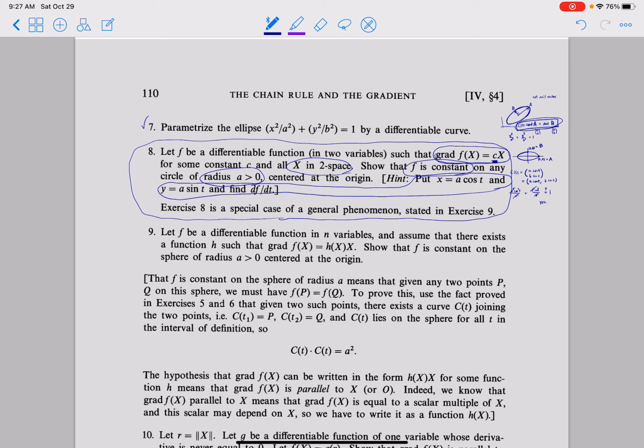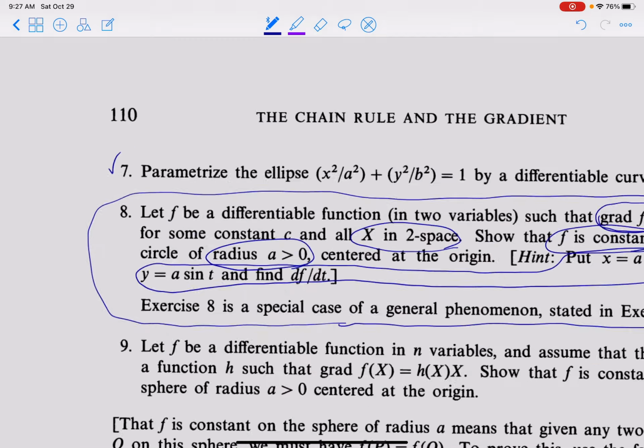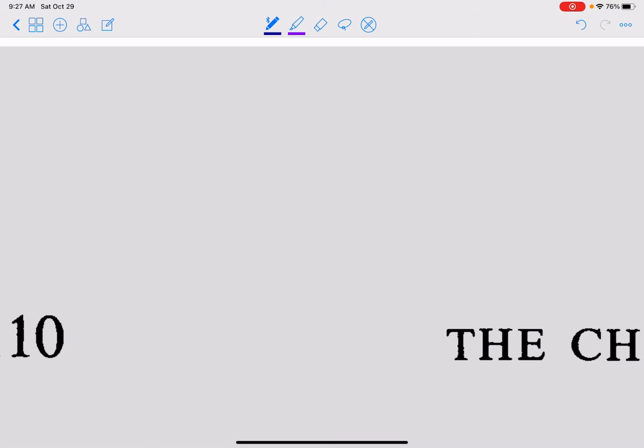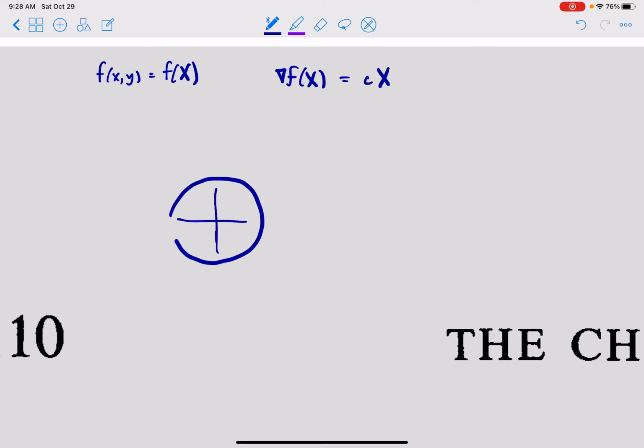Okay, so let's draw a picture first. Can I even remember the question? It asks us about some function of two variables. Maybe I can write f of capital X. We don't know the formula, but we do know that the gradient at any point capital X is equal to some number times capital X. What we want to show is that this function is constant on any sphere. So let's pick a sphere of radius a. A sphere is a circle in 2 dimensions.